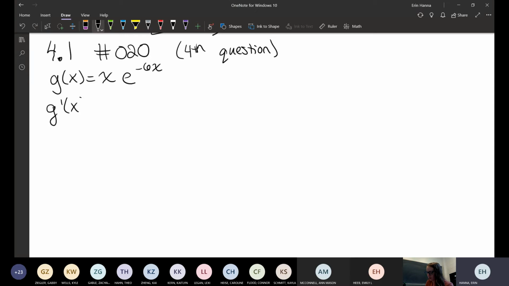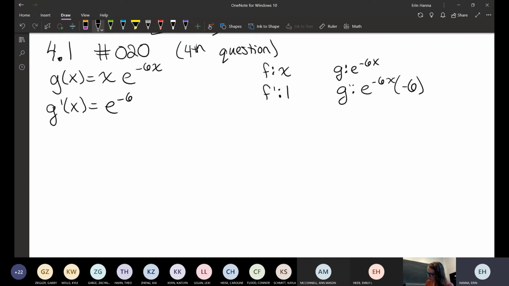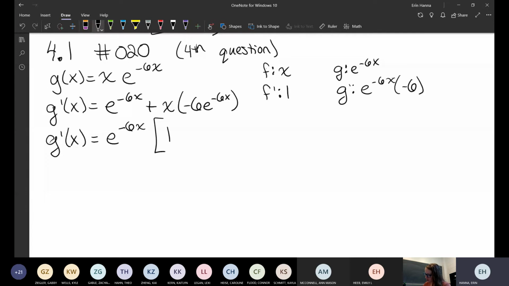So we need the derivative, which is a product rule, where essentially f is x and g is e to the negative 6x. So f prime is 1 and g prime would be e to the negative 6x times negative 6. So our full derivative... I'm going through it a little quickly, but we don't have a ton of time and these questions take a while. Both of those terms have an e to the negative 6x in them, so I can essentially factor it out and be left with this.